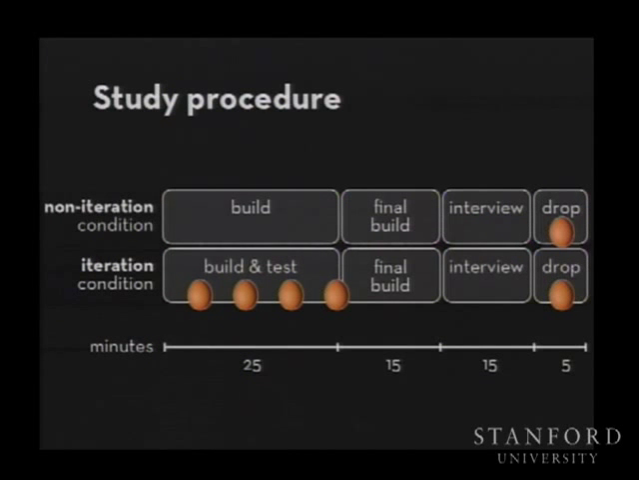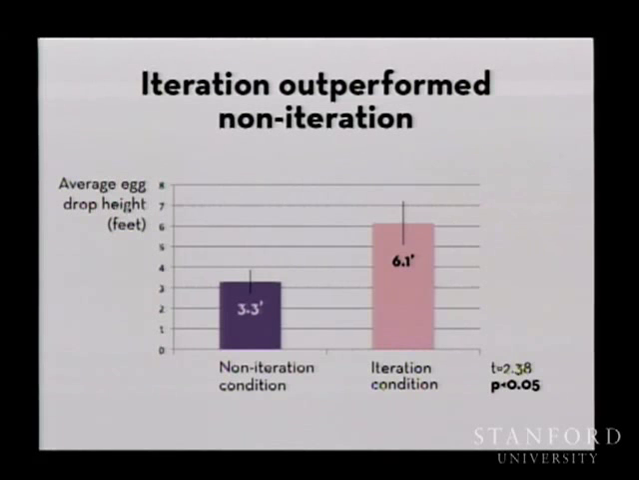So what did our results show? Well, comparing conditions, the results showed that under time constraints, several rapid iterations, those several rapid prototypes, yielded better results than allocating that time to just refining a concept.